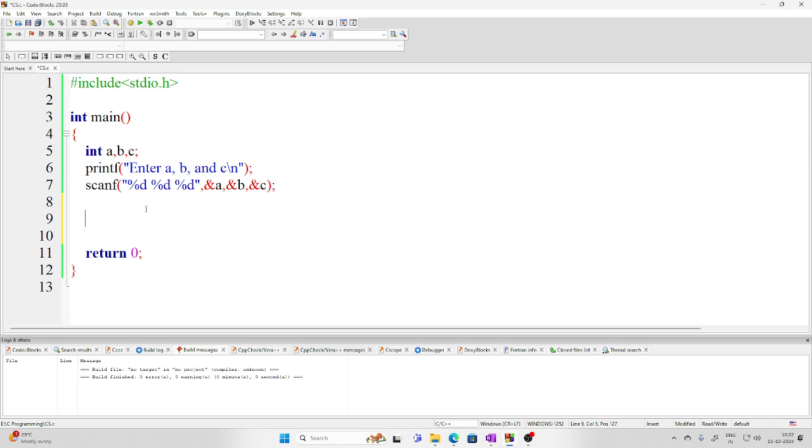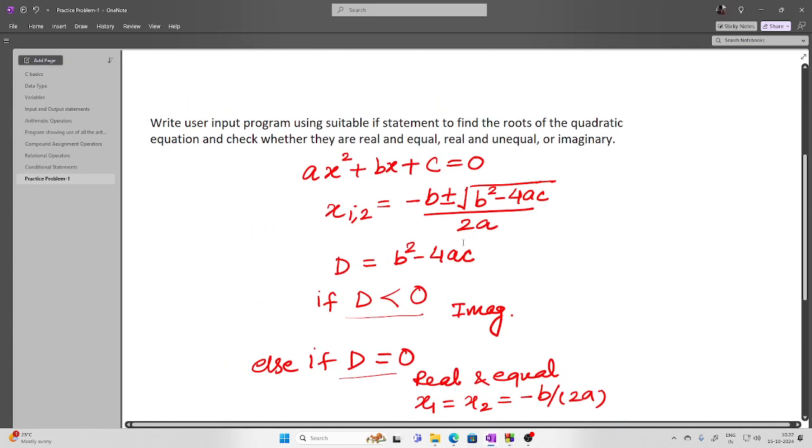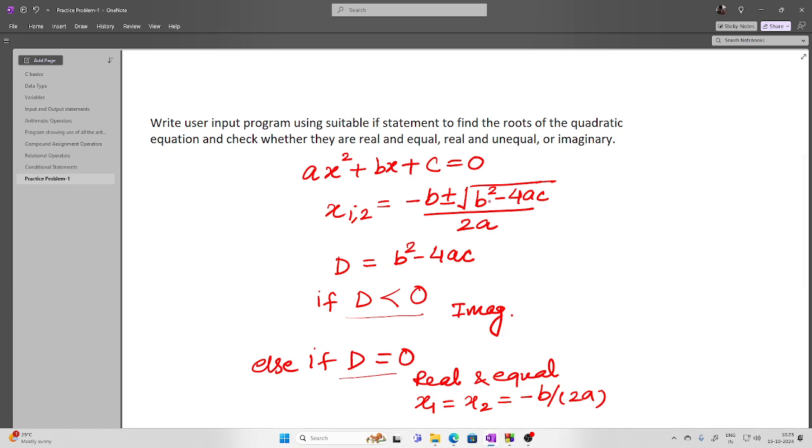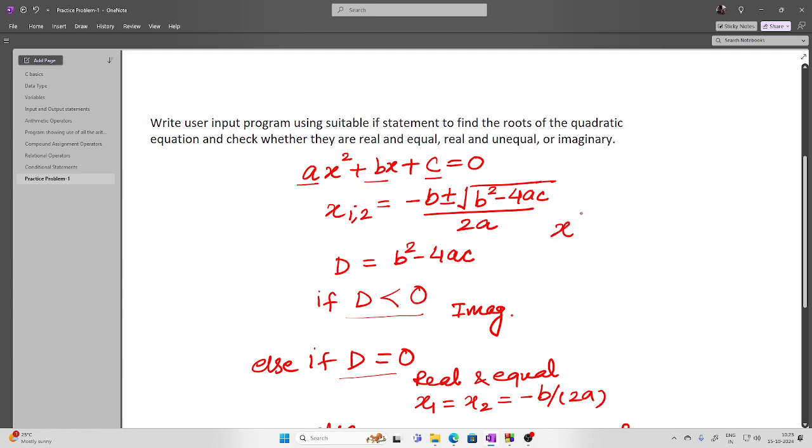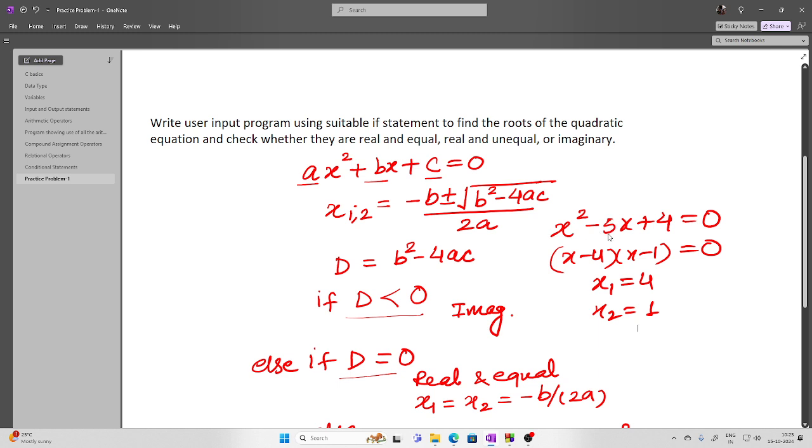In the quadratic equation, it is never known to us whether the coefficients are integers only, because they can be float. So the better option is to make them float. So let's say I'm interested in finding the roots of x square minus 5x plus 4 is equal to 0. If you factorize this, you will get roots as 4 and 1. So here a is 1, b is minus 5, and c is 4.